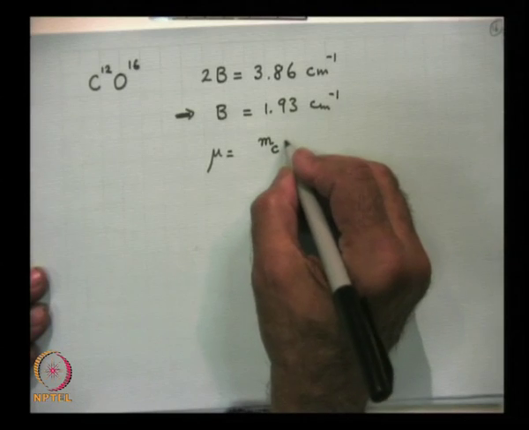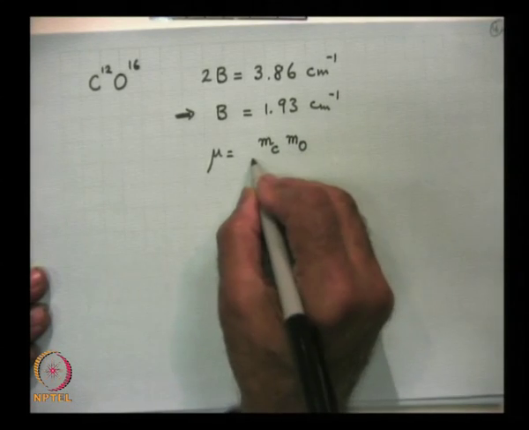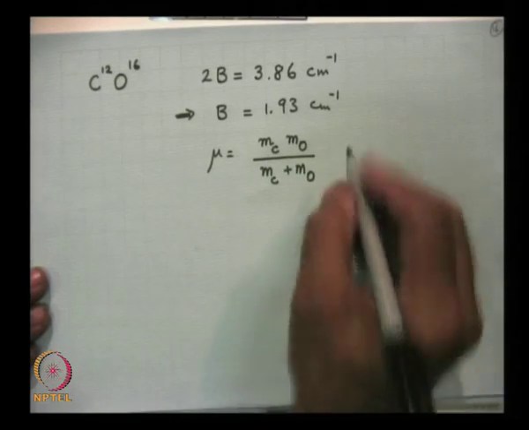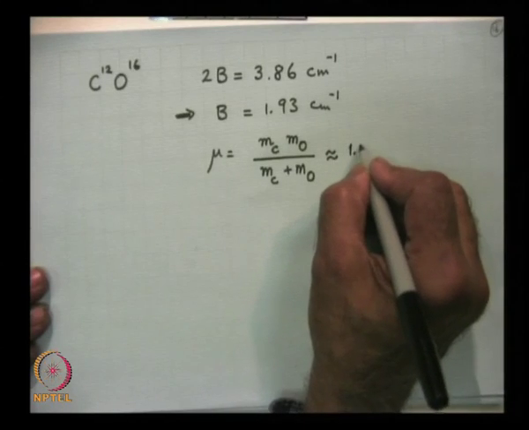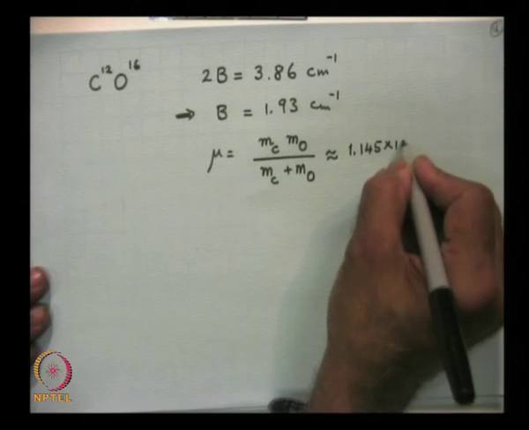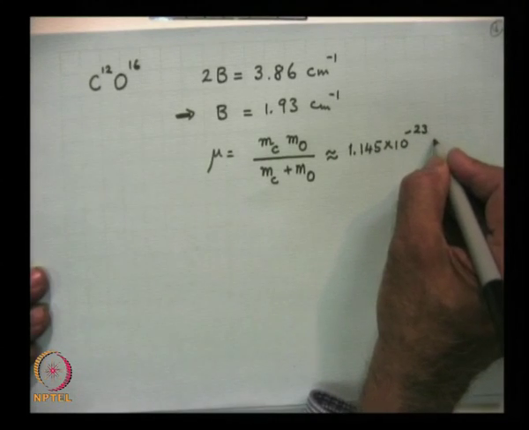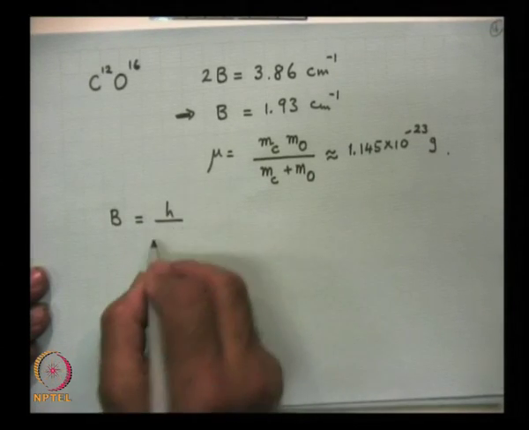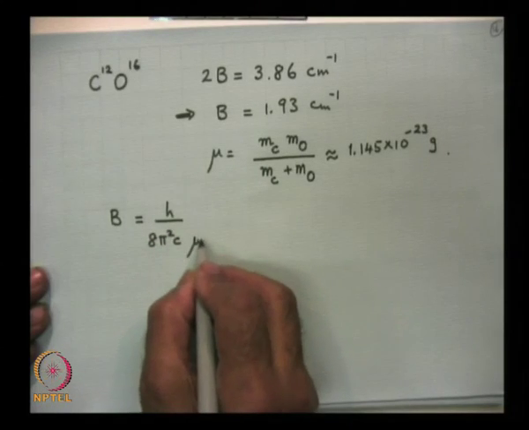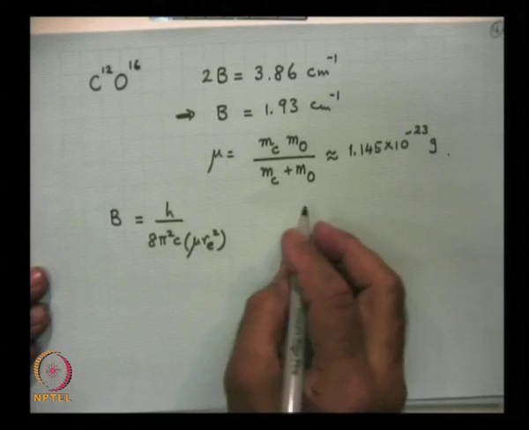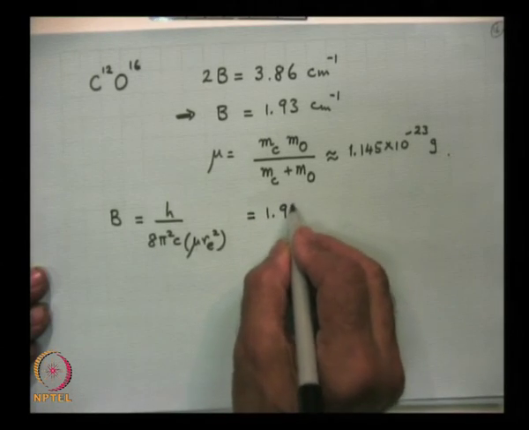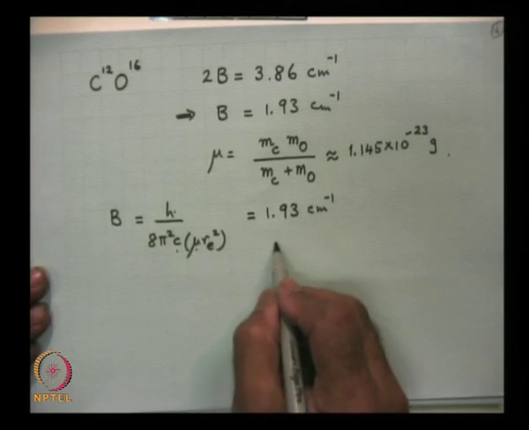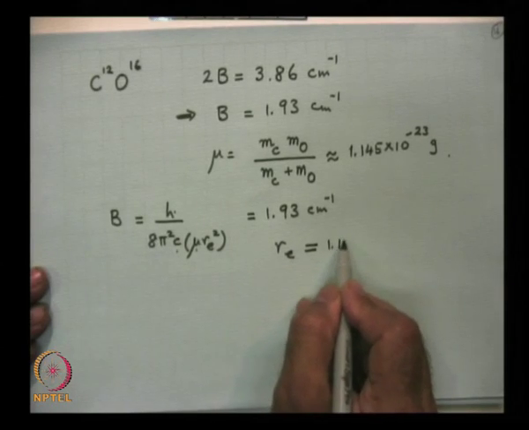The reduced mass is the mass of the carbon atom times the mass of the oxygen atom, divided by the mass of the carbon atom plus the mass of the oxygen atom. If you substitute these masses, then this comes out to be about 1.145 into 10 to the power of minus 23 grams. So, the rotational constant is equal to h by 8 pi square c mu Re square, and you will obtain this as equal to 1.93 centimeter inverse. I know h, I know c, I know mu, from which I will get Re is equal to 1.13 angstrom.